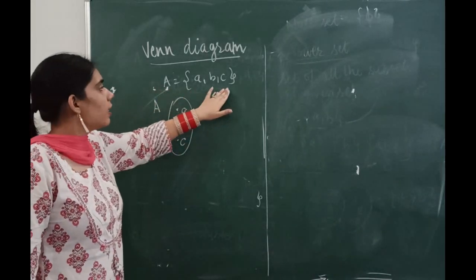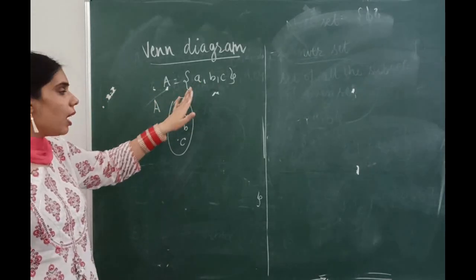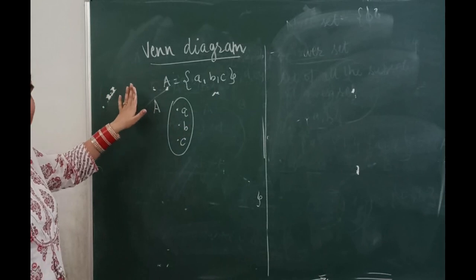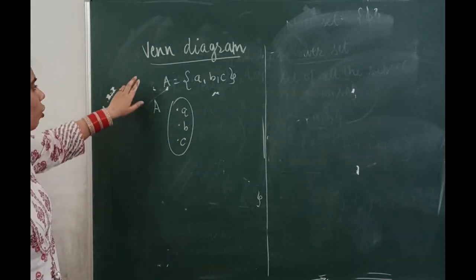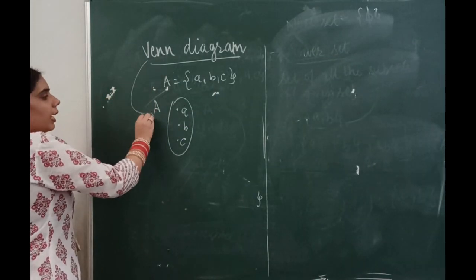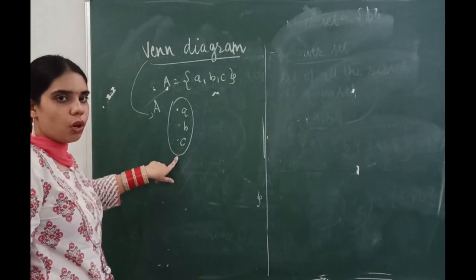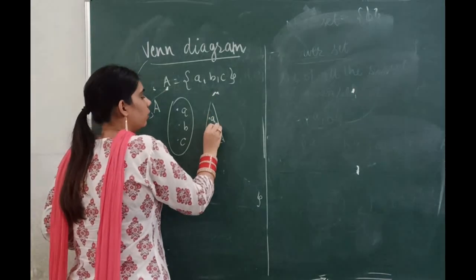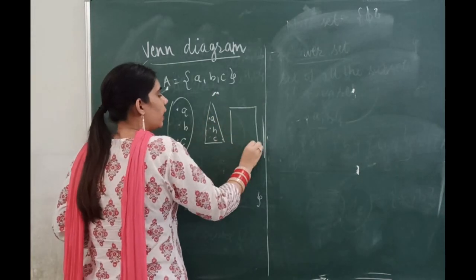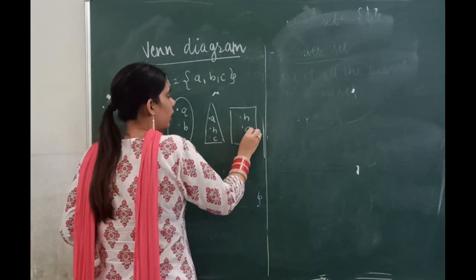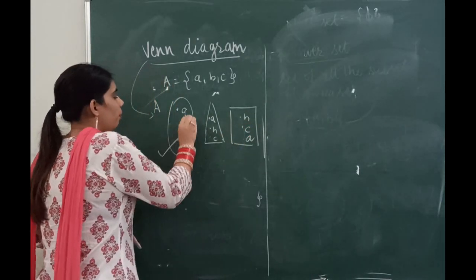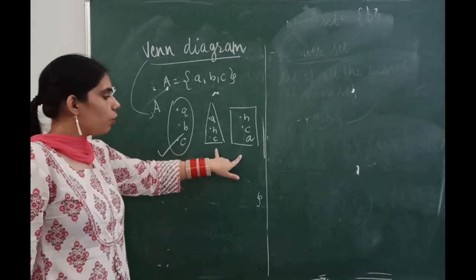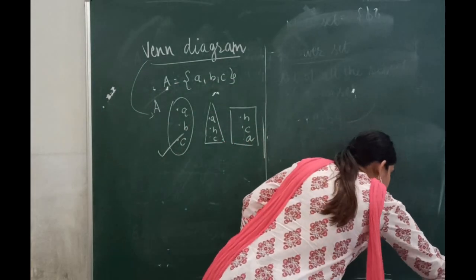It's just कि हमने इसको listing method से लिखा है और इसको हमने Venn diagram के method से लिखा है, but it means one and the same thing. So whenever we represent a Venn diagram, we represent it with an oval or a circle. We can represent it in a triangle, or we can represent it in a square or a rectangle. But we prefer the circle or the oval shape more as compared to the triangle and square shape.